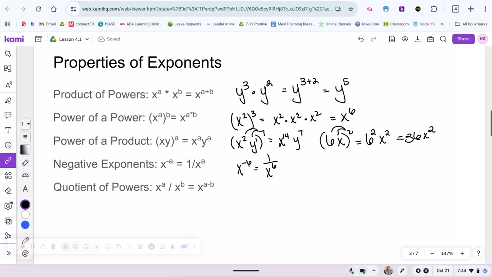Now let's say that my negative exponent was actually on the bottom. Let's say I had 7 over x to the negative 2. I would also reciprocate it, so it would move up to the top here, and so I'd have 7x to the positive 2.